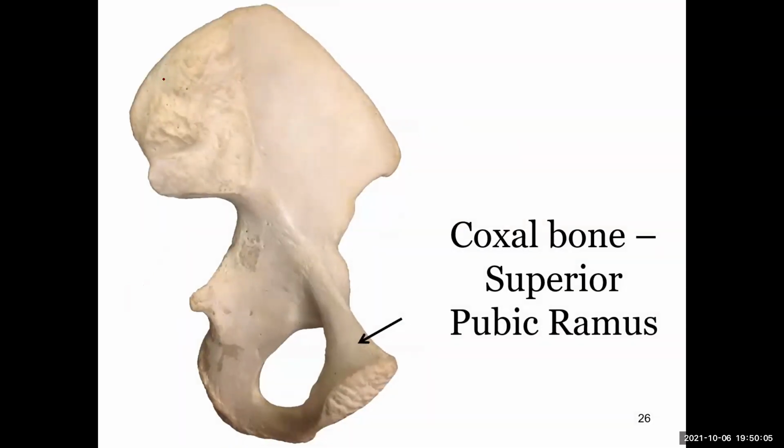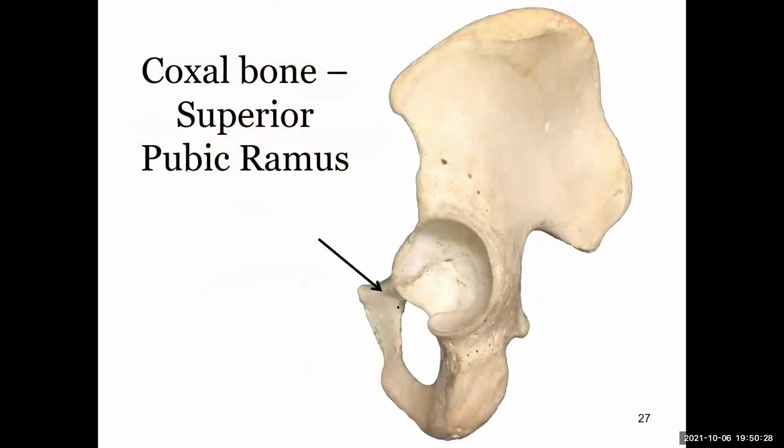Then the last part of our os coxa is the pubis. So this portion of the pubis up here, that's known as the superior pubic ramus. That's above, or superior to, this structure. That structure is called the obturator foramen. You can kind of see it. The angle's not the best, but that's all up and through here. That's the superior pubic ramus.